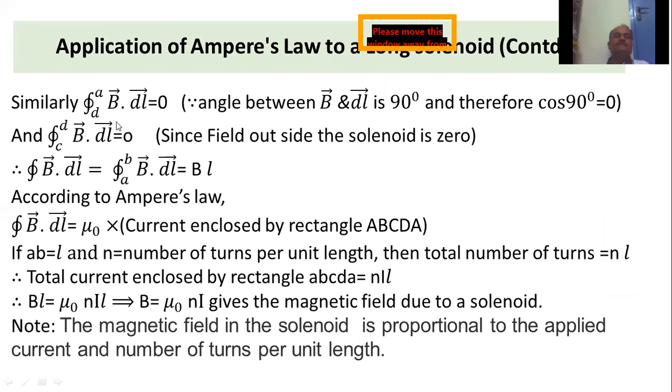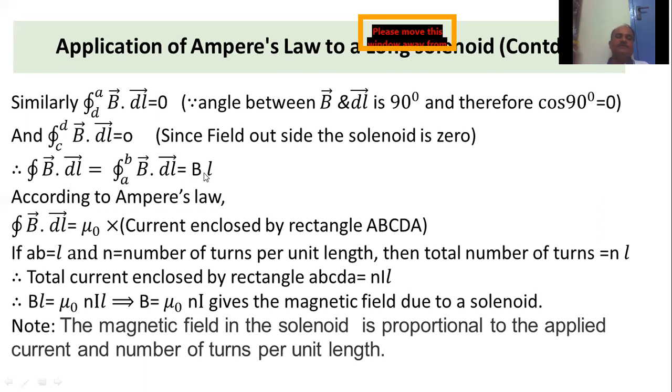Similarly, the third term also goes to 0 because the angle between B and dl is 90 degrees, and cos 90 is 0. And the term for side CD is also 0 because this side CD is outside the solenoid, and outside the solenoid the magnetic field is 0. So therefore we are left with only this much. Therefore the closed integral of B dot dl is equal to the integral from A to B of B dot dl, so this is equal to BL.